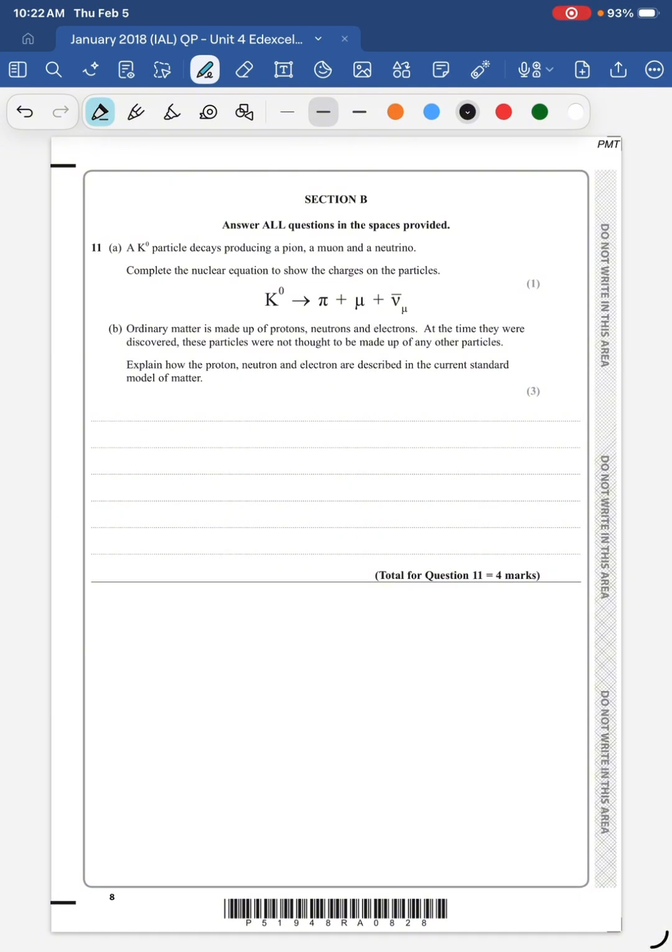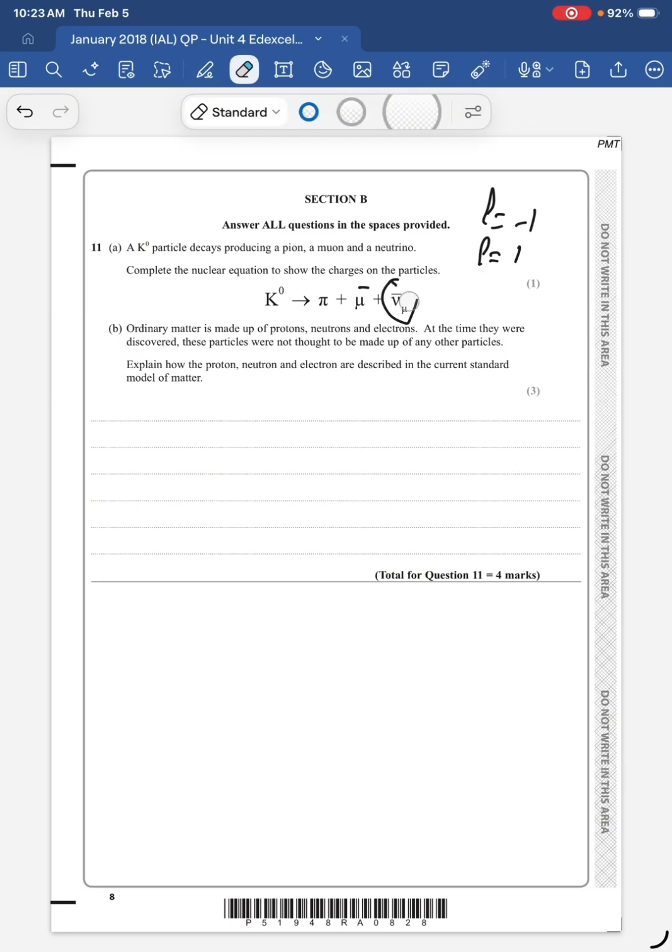Okay, so a K0 particle decays producing a pion, a muon, and a neutrino. Complete the nuclear equation to show the charges on the particles. Okay, so we have zero charge on the left-hand side, so you have to have zero charge on the right-hand side. So it can be a plus and a minus, or a minus and a plus. How can we tell which one is which? We have a muon antineutrino. Muon antineutrinos have a lepton number of -1, okay? And negative muons have a lepton number of 1. So 1 minus 1 is 0, okay?